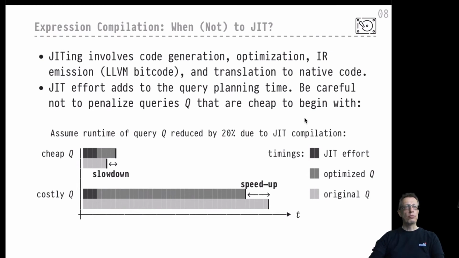We really have to be careful to not invest in the JITting of queries that are cheap to begin with. That is where JITting would probably add more overhead to the overall query planning time than we could actually gain. So let's consider a very cheap query queue, whose runtime is actually low in itself already. That would be this cheap query queue.